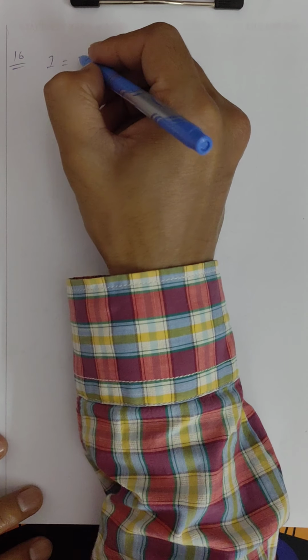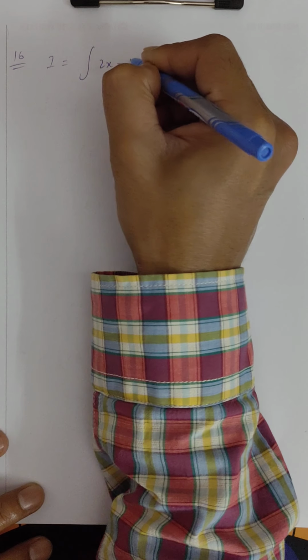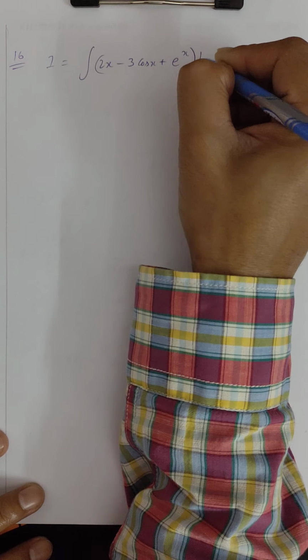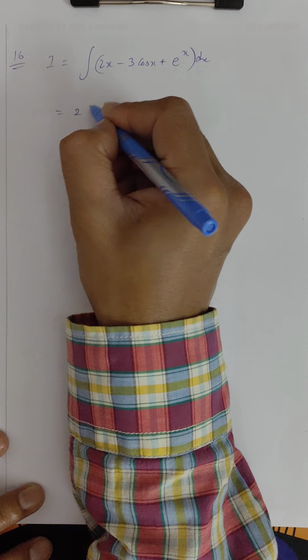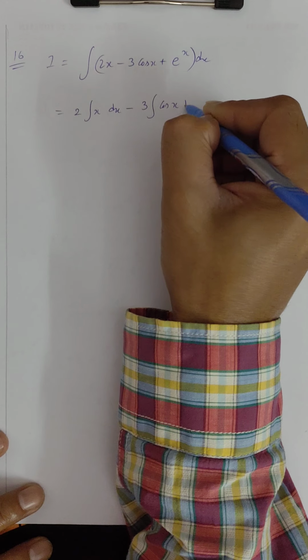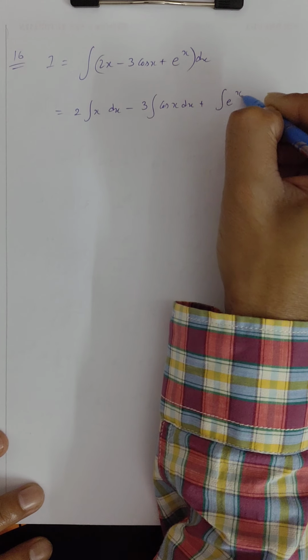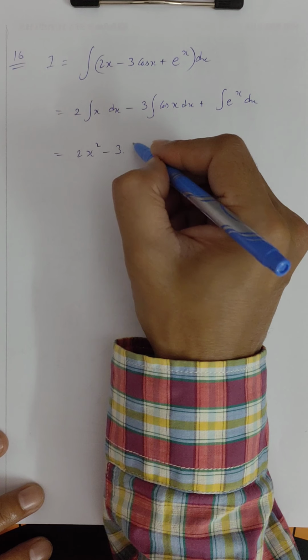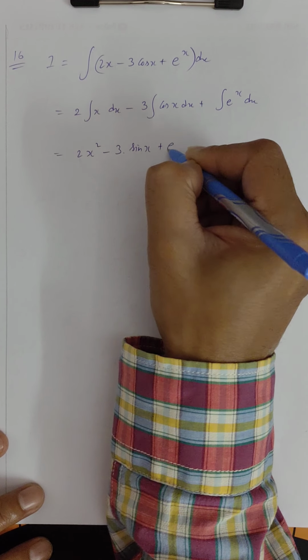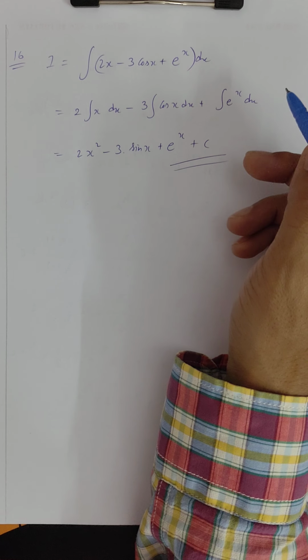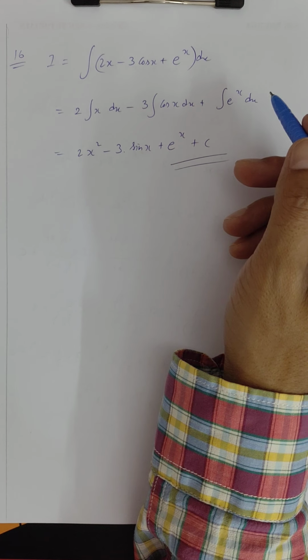It's integral of 2x minus 3 cos x plus e power x with respect to x. So, 2x, 3 constant, e power x. So that's 2x square minus 3. Integration of cos x is sin x. Don't confuse with differentiation. Integration of e power x is e power x. Not a big problem there.